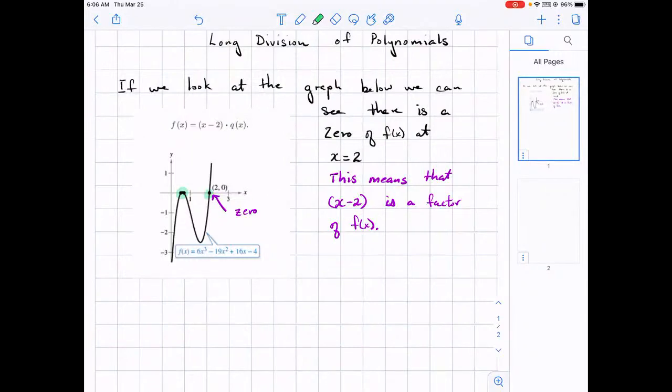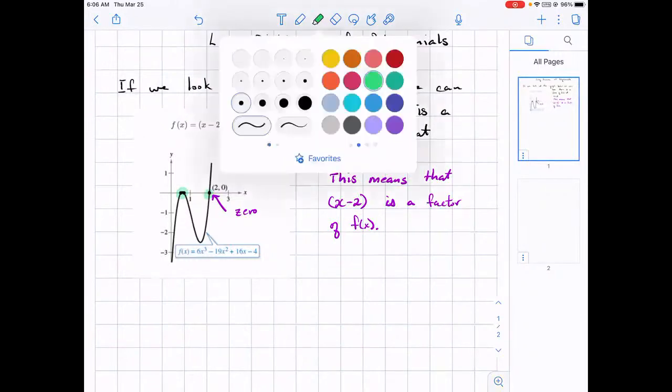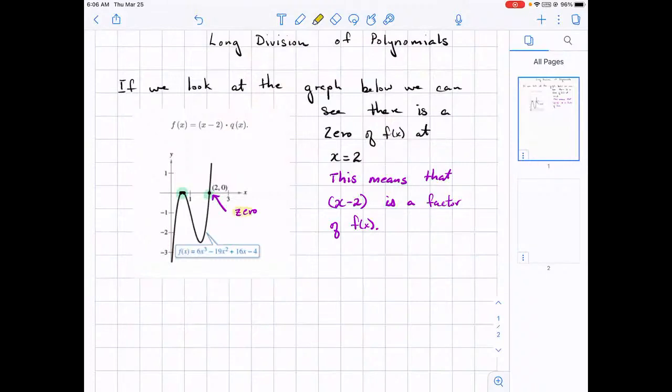But if we specifically pay attention to this point here, (2, 0), this means that at x equals 2, there is a zero. It also means that x minus 2 is a factor of f of x.